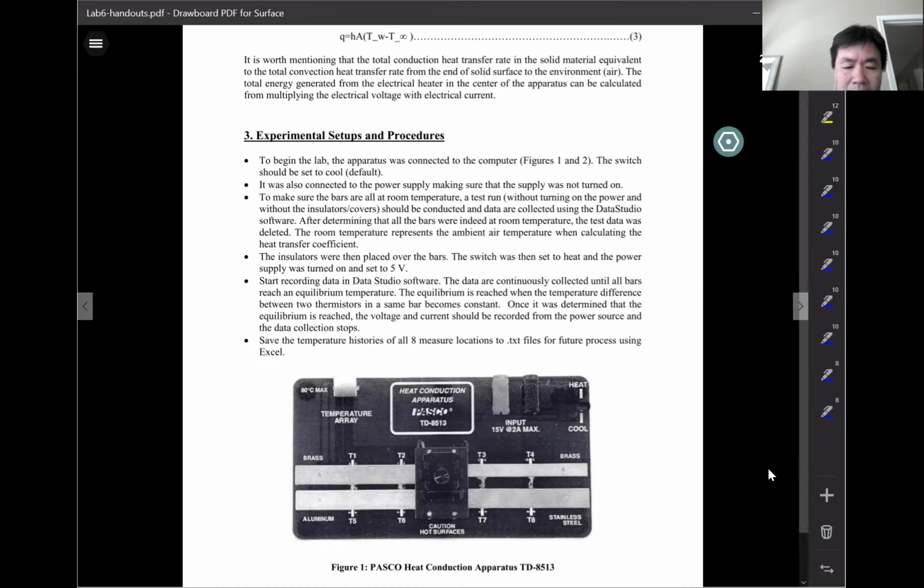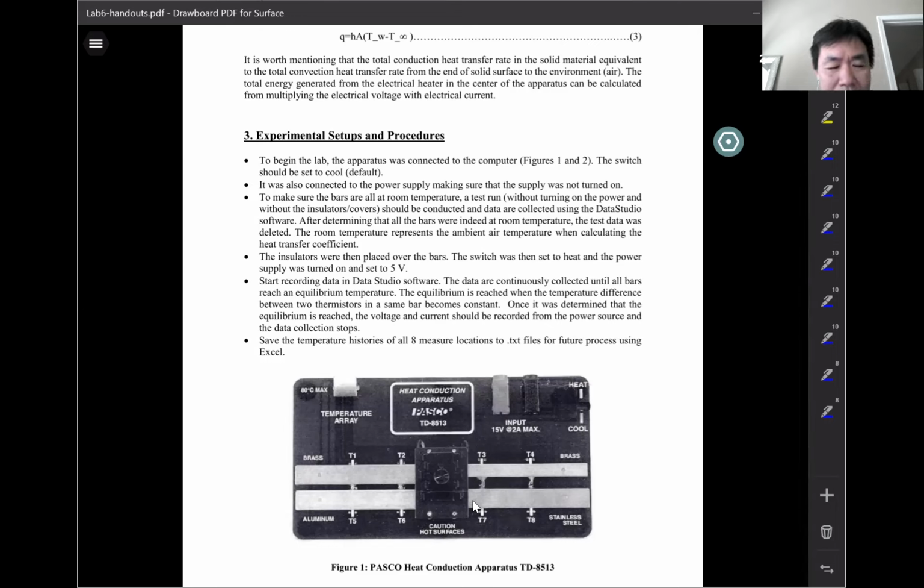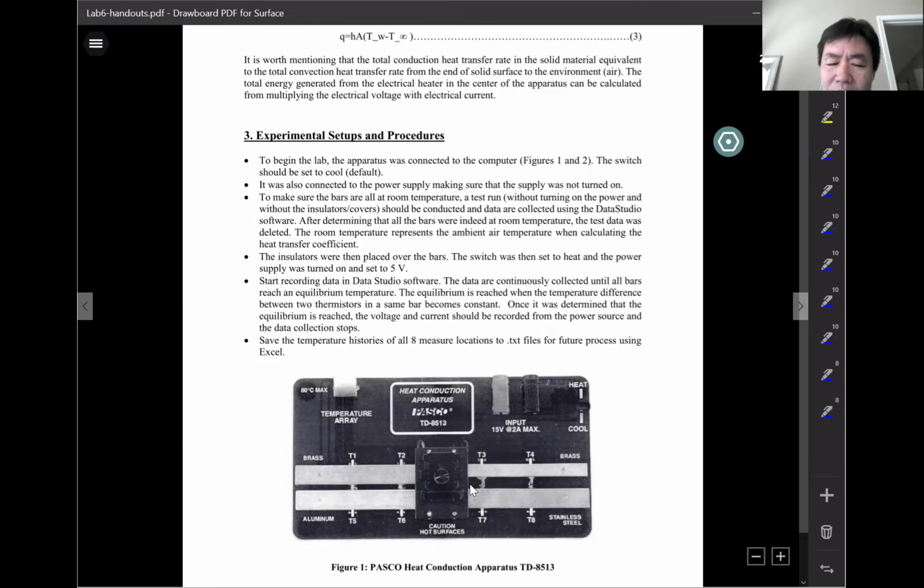So the center will be heated, and the heat will be transferred to the 4 bars. We can measure the temperatures at those locations, 2 points for each metal bar: 1, 2, 3, 4, 5, 6, 7, 8. You can use the temperature difference between the 2 measurement locations to calculate dT/dx, right? Temperature gradient times k times the cross-sectional area will be your conduction heat transfer.